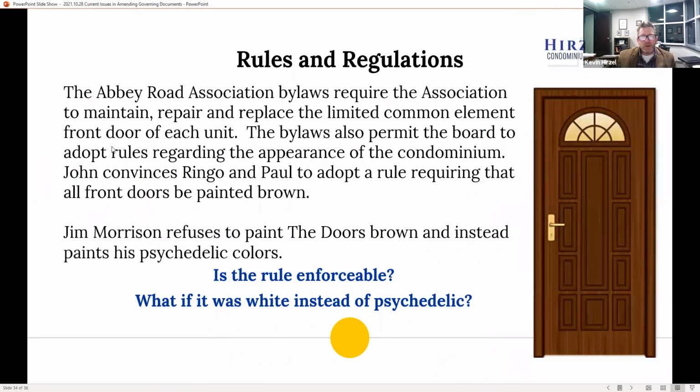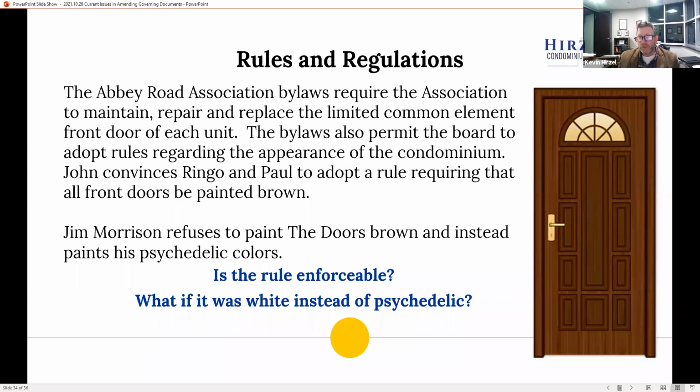All right, so here's an example of whether it's a proper adoption of a rule and regulation. You have the association bylaws that require the association to repair and replace the limited common element front door of each unit. Bylaws also permit the board to adopt rules regarding the appearance of the condominium. John, who's on the board of directors, along with Ringo and Paul, adopt a rule requiring that all front doors be painted brown, as you see here. Jim Morrison, however, our pal Jim, refuses to paint the door brown and instead paints it psychedelic colors.